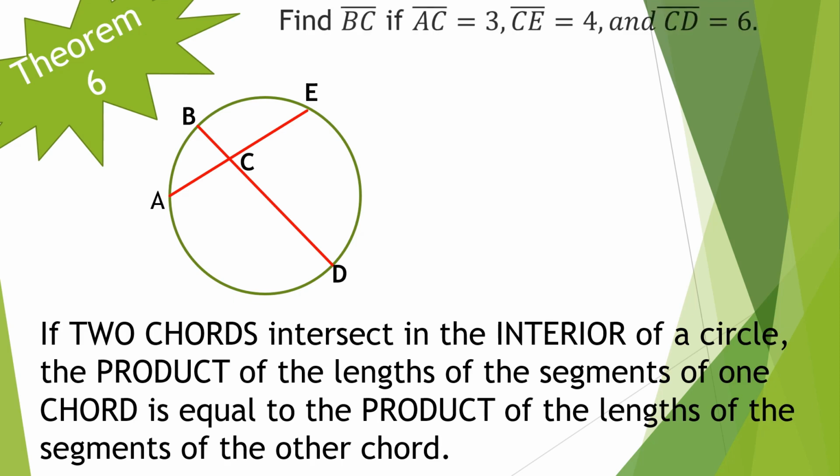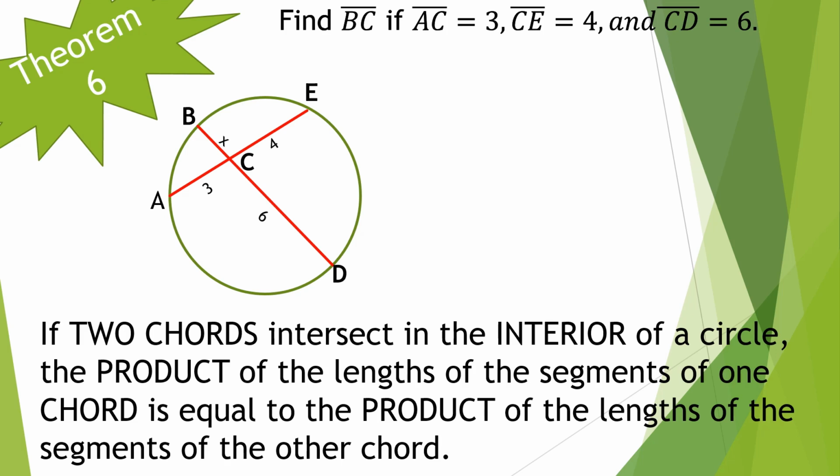See, for instance, here: find BC if line segment AC is equal to 3, line segment CE is equal to 4, and line segment CD is equal to 6. So these are the measurements of each segment. So AE here is equal to 7, right? When you add 3 plus 4, that is equal to 7. But we don't know how long BD is. But CD here is 6. So we're going to find BC.